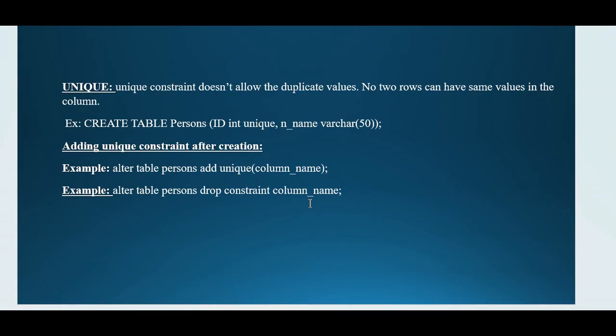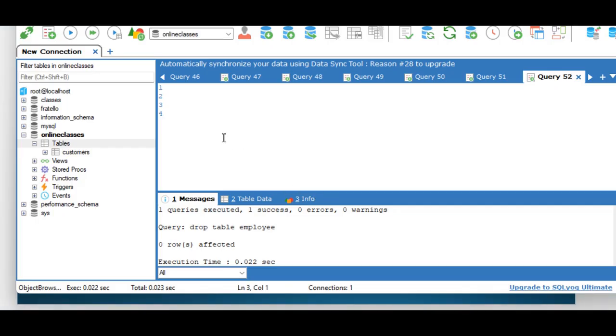So let's do it practically. Here I am showing how to add and how to drop the constraint while creating the table. I am creating the table with the name employee. Employee ID takes the integer data type. Here you can add the unique constraint for this. Then I'm taking the name column, VARCHAR data type.